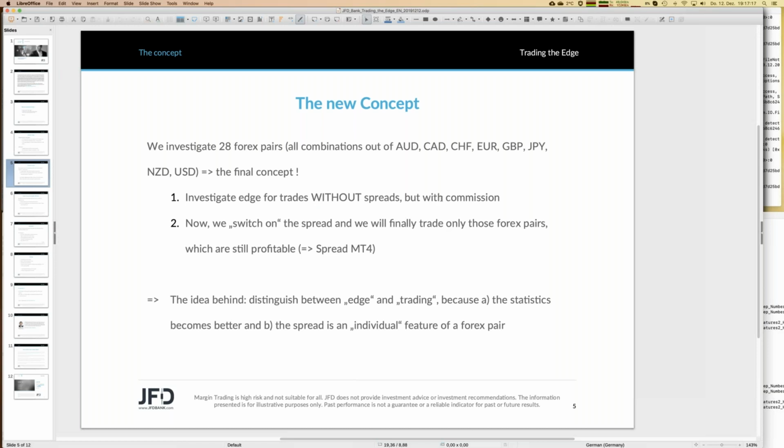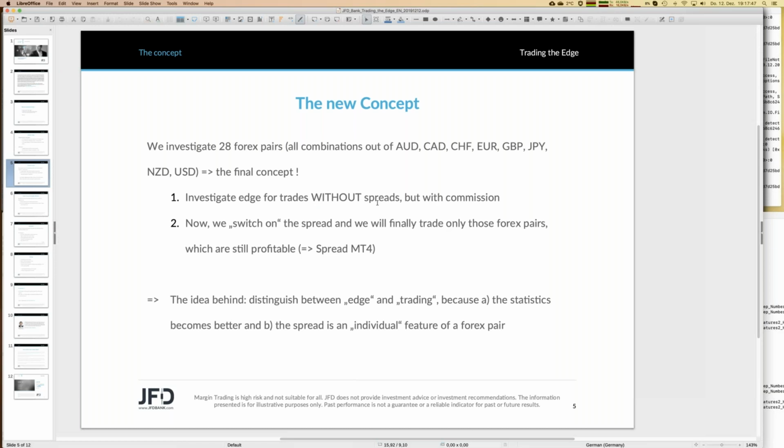Now think about, we found something for a trading strategy which works really well without spreads, which is much more easy than with spreads, I know. But then we have behind us the statistics of 28 pairs. Wow, that is, so we can increase our statistics doing that kind of procedure.